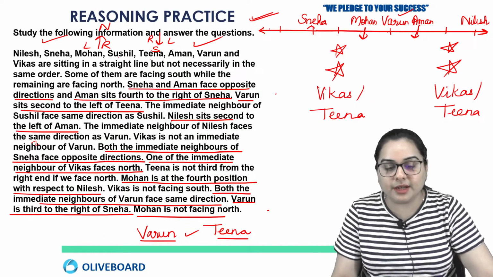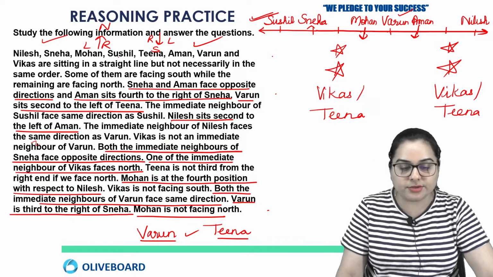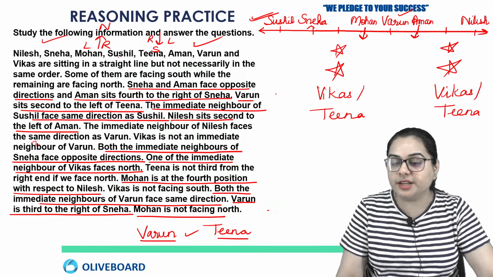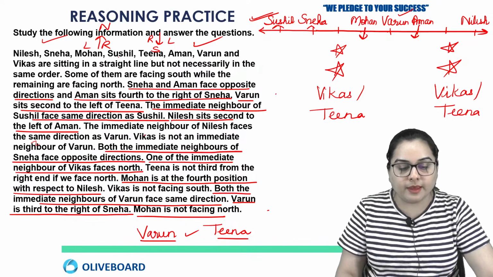Okay, so in the last, now we are left with just one name, which is Sushil. So here I am going to write Sushil. So what was the information of Sushil? Immediate neighbor of Sushil faces the same direction as Sushil. So immediate neighbor of Sushil is Sneha, so Sushil will also face north. Okay, next.